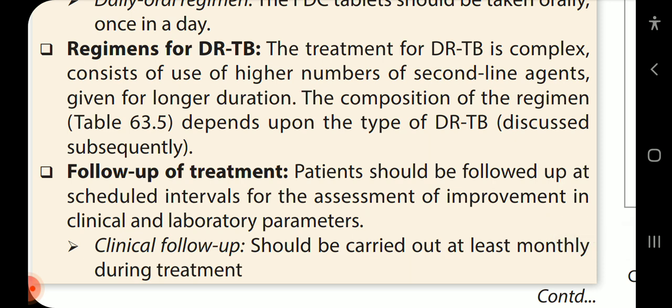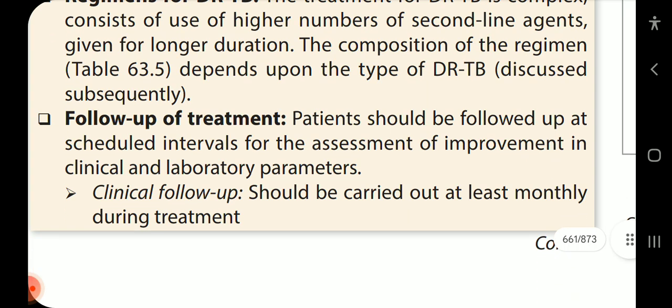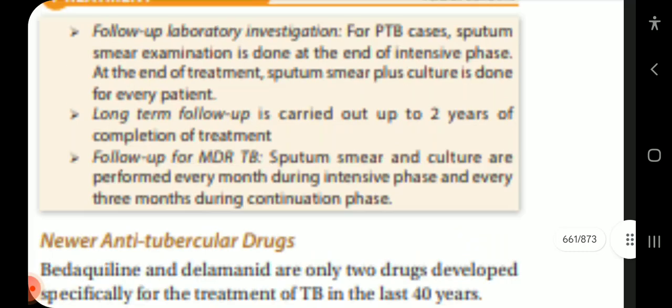Regimen for DRTB. The treatment for DRTB is complex and consists of a higher number of second line agents given for a longer duration. The composition of the regimen depends upon the type of DRTB. Follow-up of the treatment: patients should be followed up at scheduled intervals for the assessment of improvement in clinical and laboratory parameters. Clinical follow-up should be carried out at least monthly during treatment.